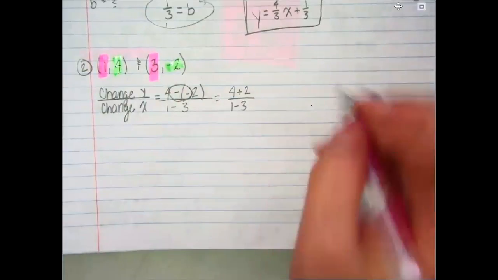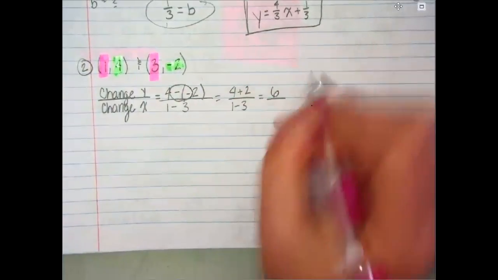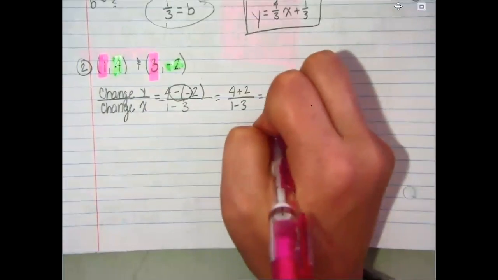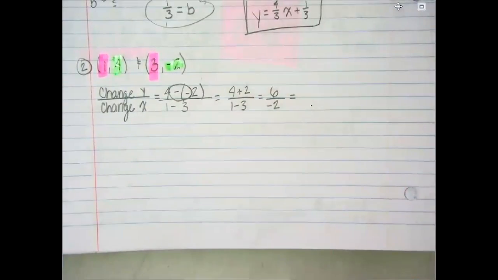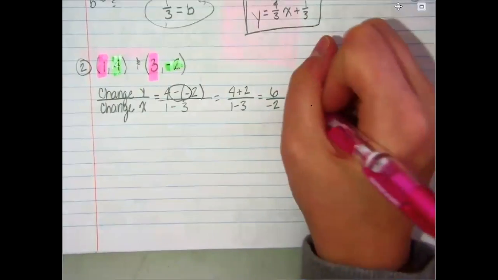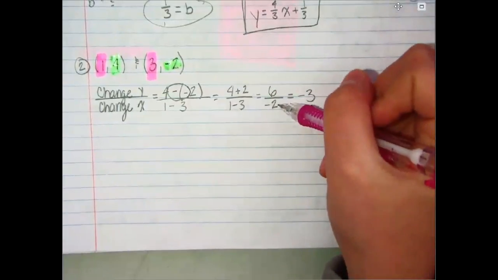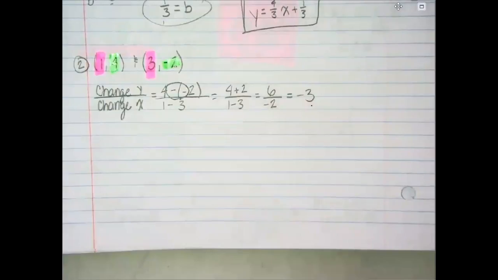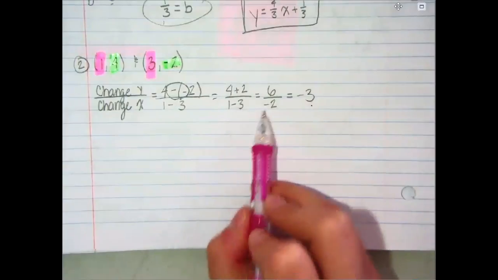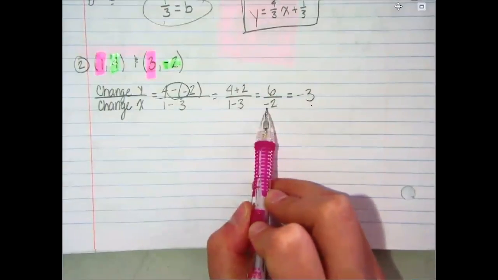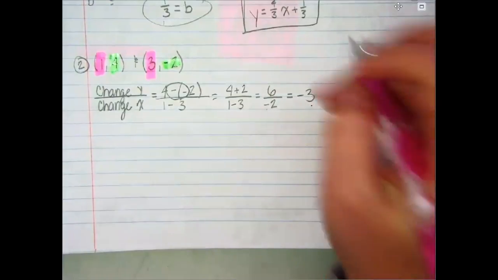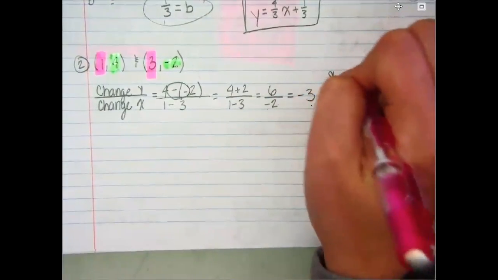Okay? All right, what's 4 plus 2? 6. And what's 1 minus 3? Negative 2. Can I simplify this to get an integer? Yes. 3 over 1. Negative 3. 6 divided by negative 2 is a negative 3. So you had the 3 right, but the negative, because 1 minus 3 is negative 2. Positive and a negative. Okay. So do I now have my slope? Yes. Yay!